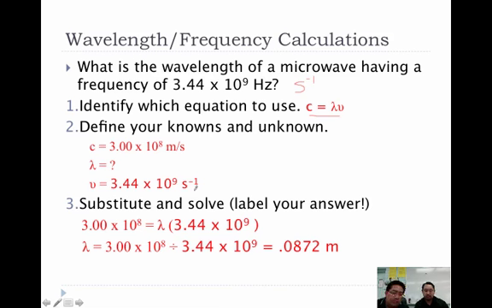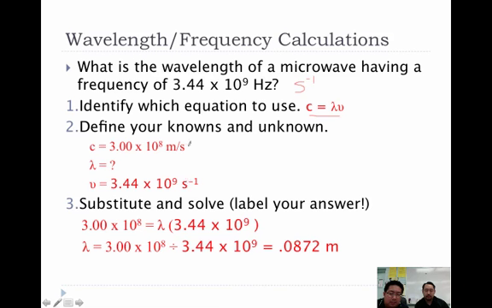One other thing to note here is the units. Notice how this is in seconds to the -1 or hertz, and this is in seconds. When you wind up dividing them, the seconds will cancel out.